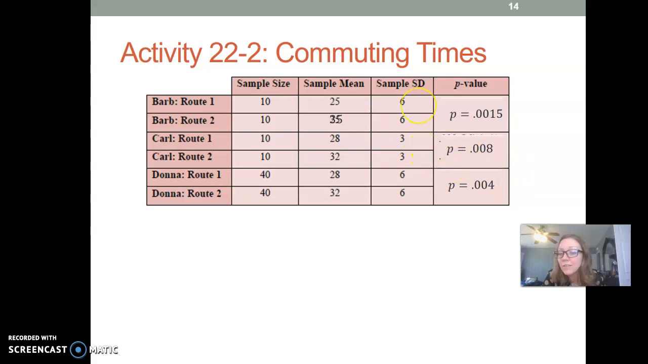So his p-value was 0.008. The difference between his travel times is significant at any of those standard significance levels. Alex was 0.155, Carl is 0.008, less than 1%. Donna's sample size was 40, but otherwise her means and standard deviation were the same as Alex's. Because her sample size was bigger, her p-value is smaller than Alex's. His was 0.155, hers is 0.004, less than 1%.